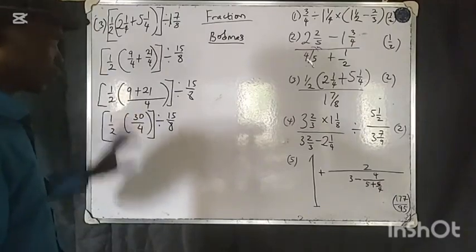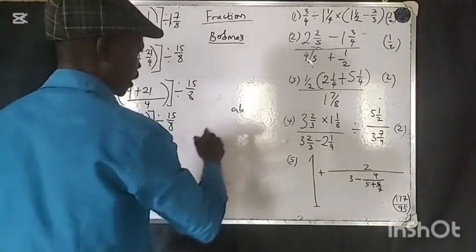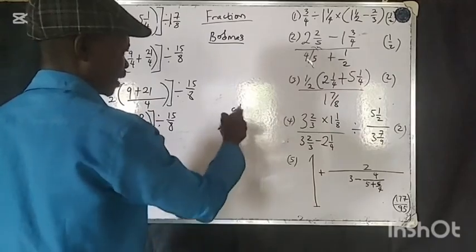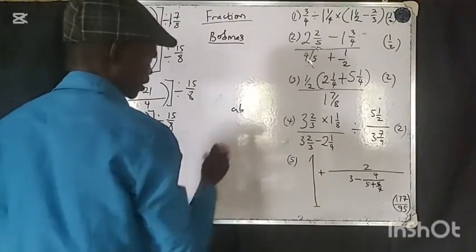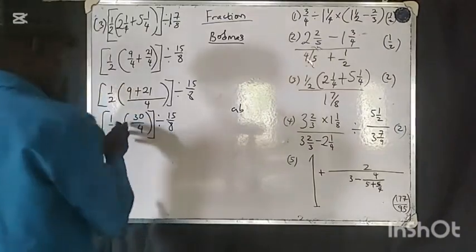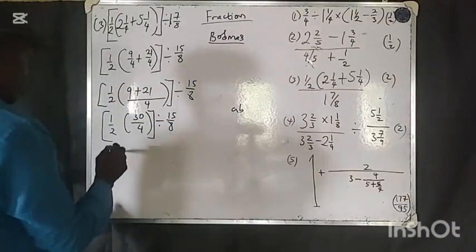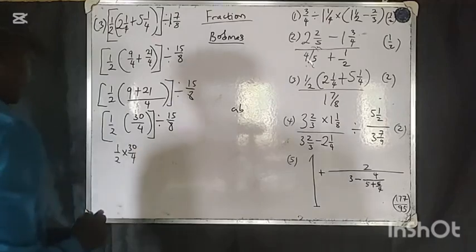Those two numbers are to be multiplied together. If you have AB, it is the same as A times B. The moment there is no sign, no plus, no minus, take it as times. AB is A times B. So this fraction and this one, no plus, no minus between them, you multiply. So you have 1 over 2 times 30 over 4.